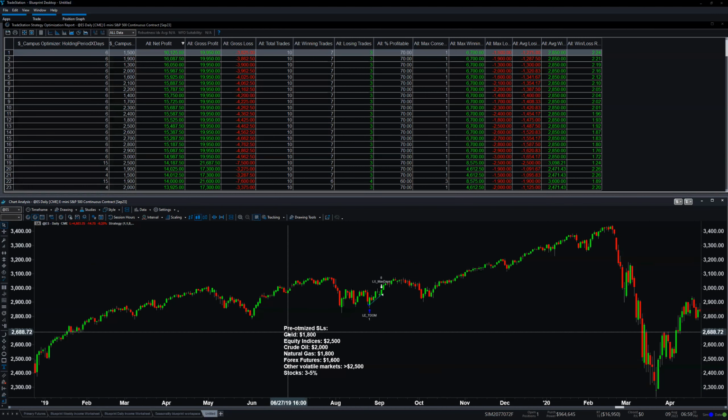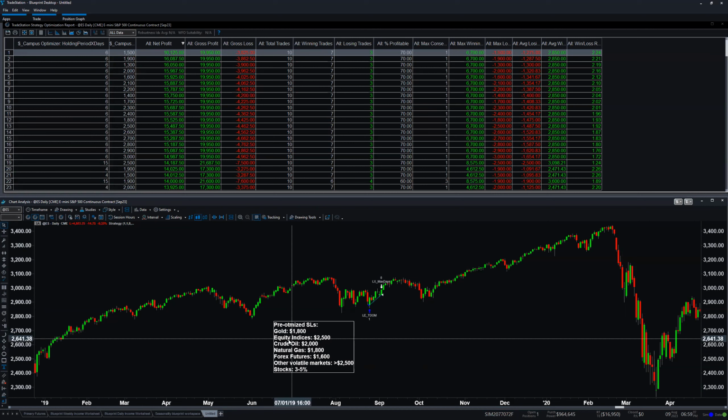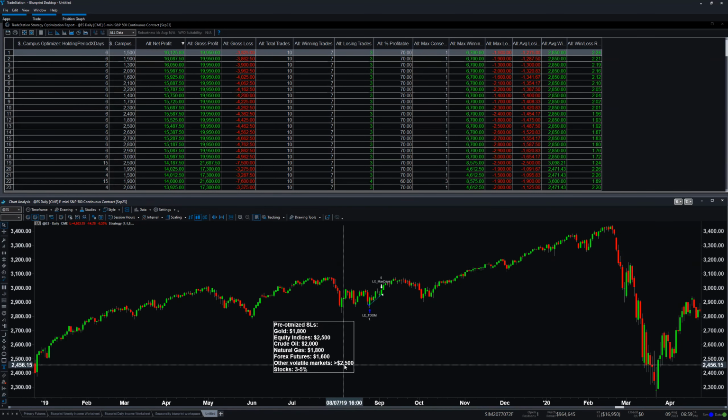Yes, so these are your pre-optimized stop losses for the markets that you're optimizing. And that's always a good starting point that you can use if you need a pre-optimized stop loss. And then further along the line, as you ask more specific questions, you can always fine tune the stop loss later on down the road. Does that make proper sense to you?